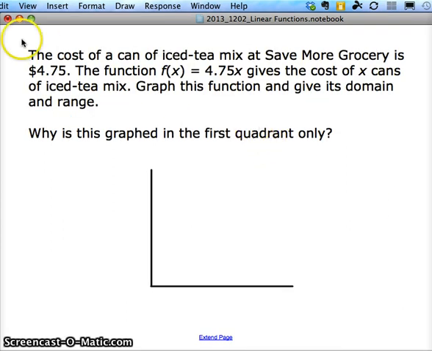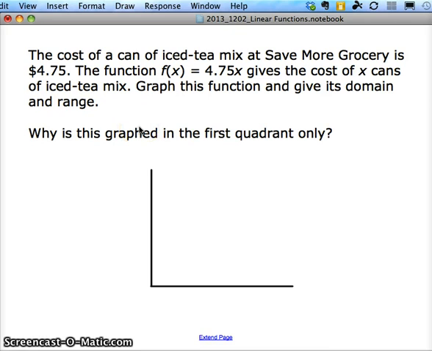Let's try another one. The cost of a can of iced tea mix at Save More Grocery is $4.75. The function f of x equals 4.75x gives the cost of x cans of iced tea mix, which means that when I substitute an x value here, the outcome, or my function of x equals y here, tells me the amount. So, graphing the function, giving domain and range.